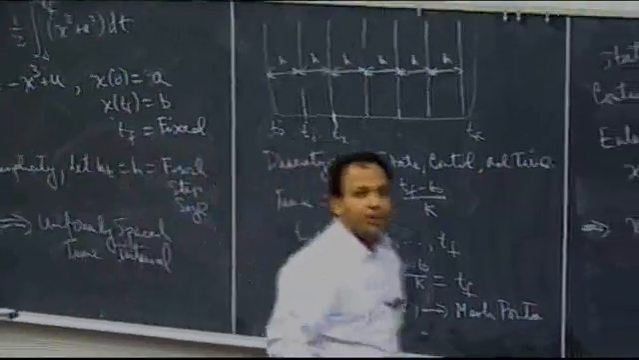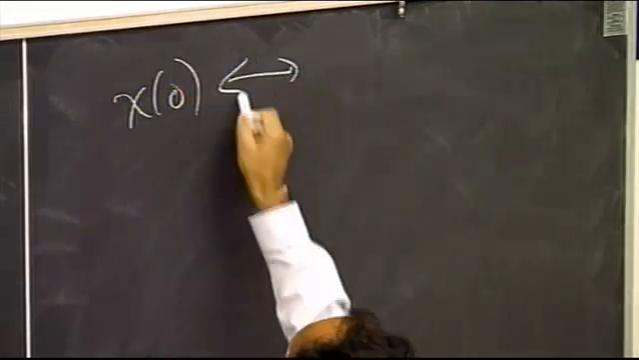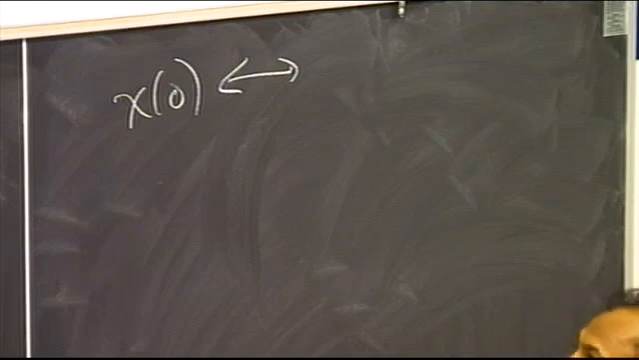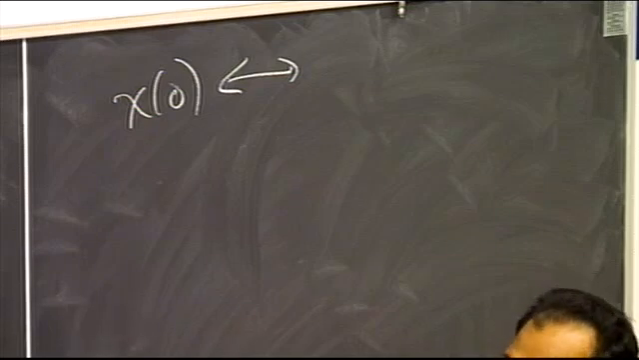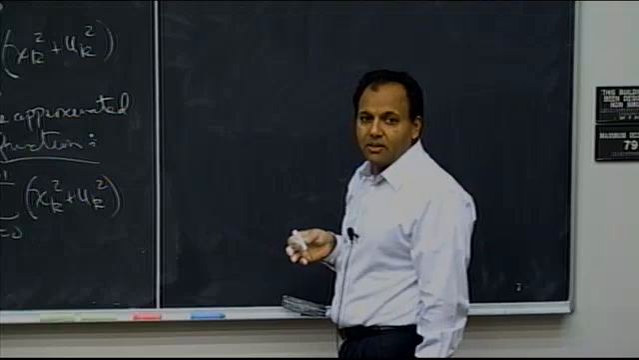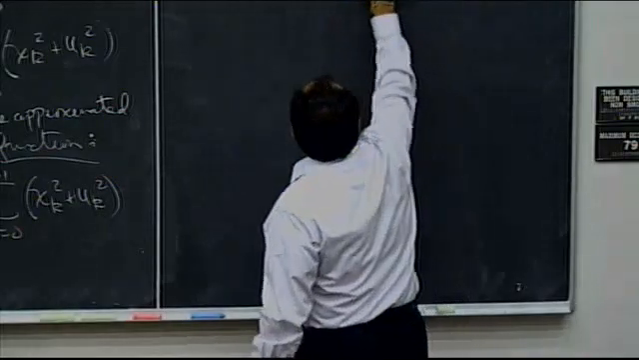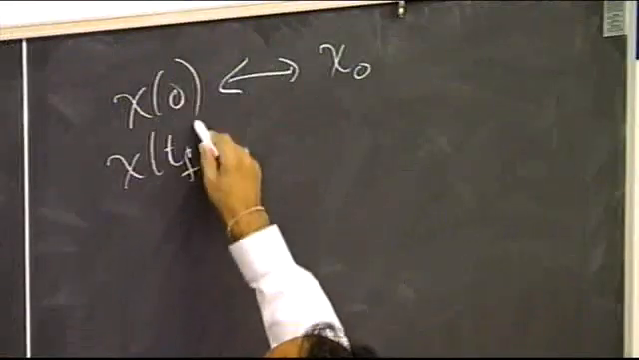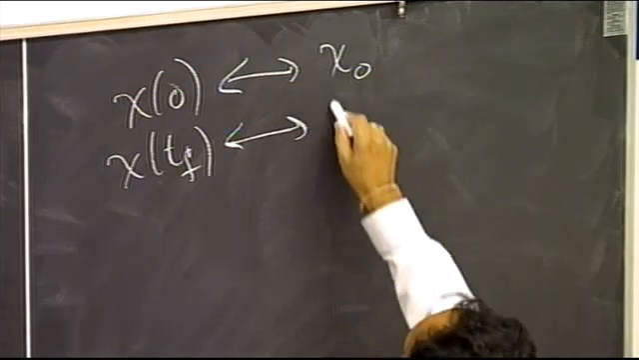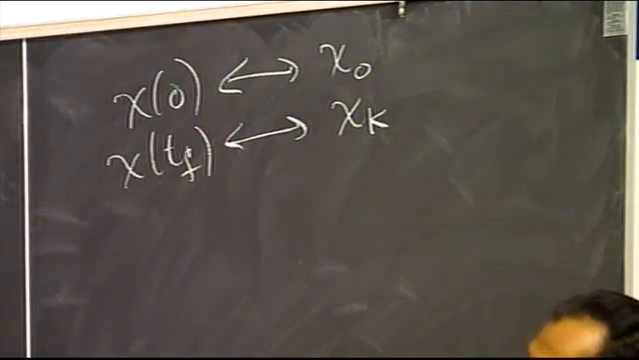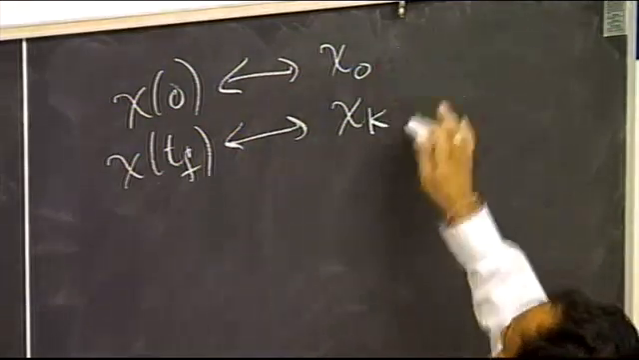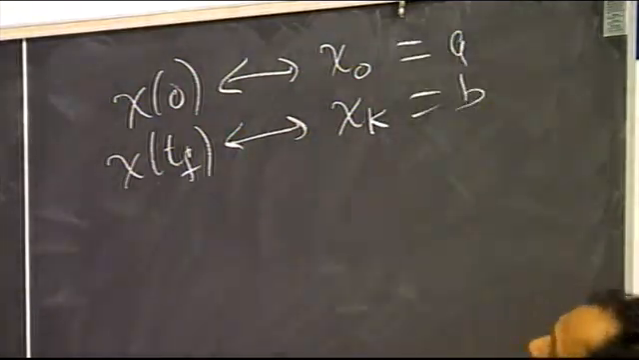You have to be very careful with the boundary conditions, because you have to map what you mean by x at 0 and what you mean by x at TF to this discrete problem that you've now created, right? So x at 0 corresponds to a variable in this discrete approximation. What does it correspond to? It's little x0, right? What about x at TF? What does it correspond to? X what? Capital K, right? So those now are going to equal A and B respectively, right?